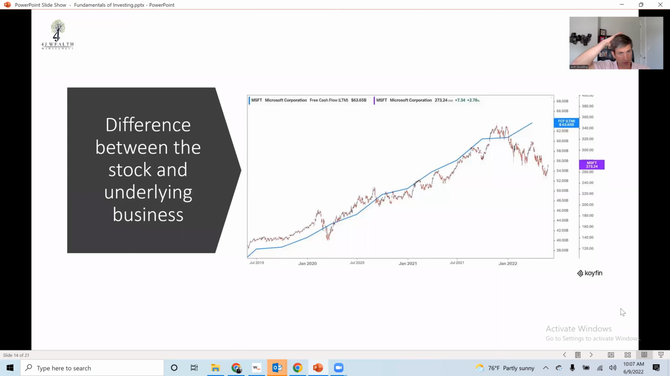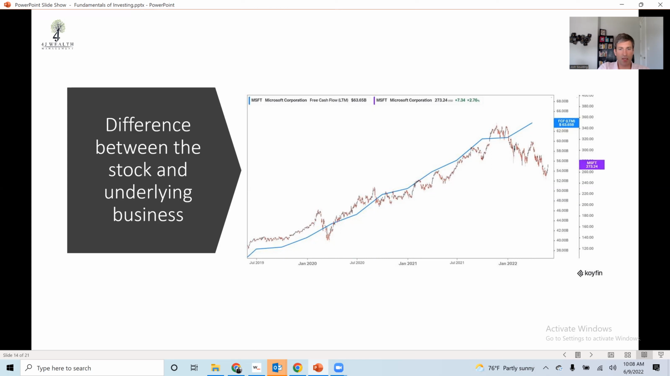So let's look at an actual example of the difference between stock and the underlying business. This is again for illustrative purposes only. Microsoft, a company I think everyone has heard of. You can see the blue line represents the free cash flow that Microsoft has generated going back to July of 2019. And you can see that blue line, right? That's actually what the business is generating in terms of cash flow. It has some gyrations, but for the most part, it's fairly stable and up and to the right.